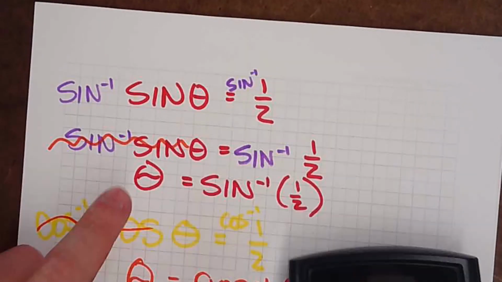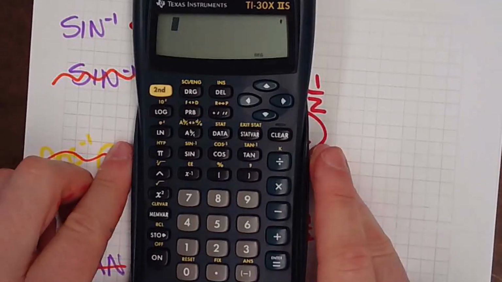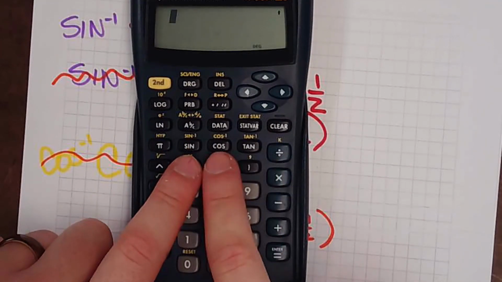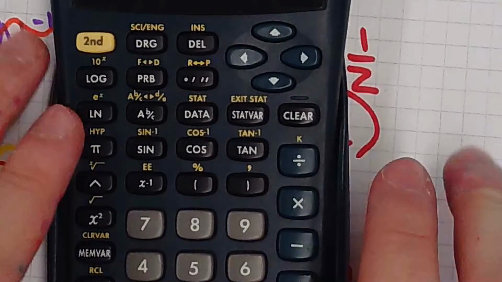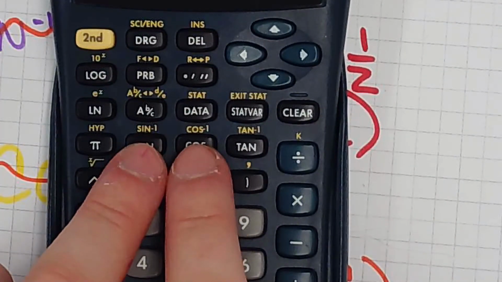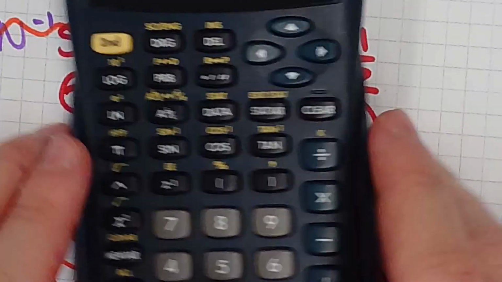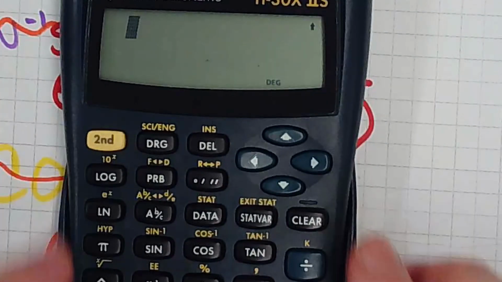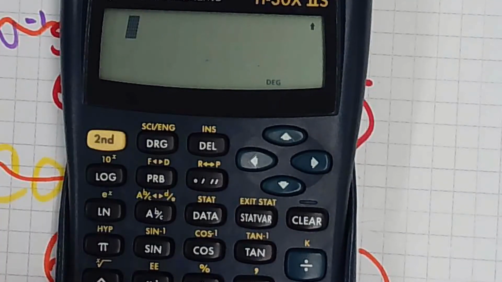So if I want to find what theta is, I would need to know the sine inverse of a half. Well, here on my calculator, I have buttons. I have sine, cosine, and tangent. Does everybody see them? I don't want those. I want the inverse. I want the things above them. Sine inverse, cosine inverse, tangent inverse. See those in yellow? So what I would do is I want to know the sine inverse of a half. So I would do sine inverse. Oh, maybe I'd do 0.5 first.